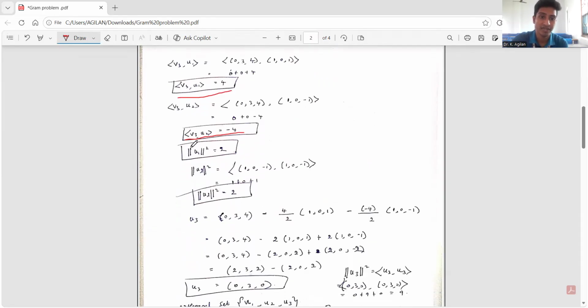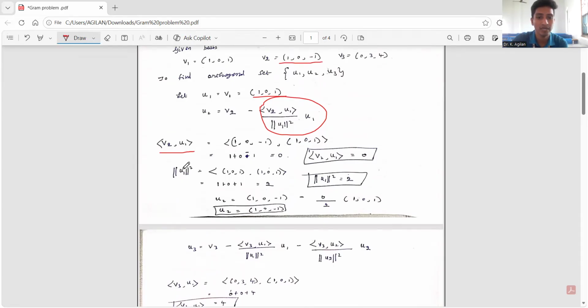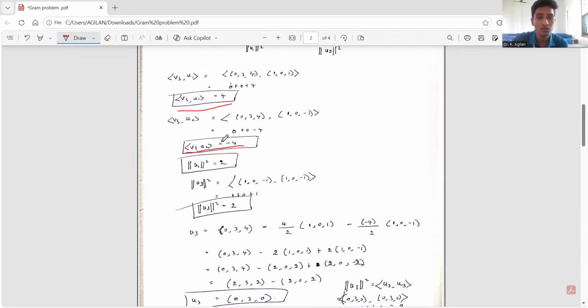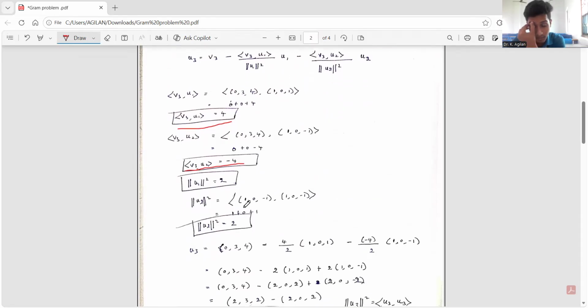And similarly, we can find norm of U1 square and norm of U2 square. Norm of U1 is already found, right? From the previous step, norm of U1 square is nothing but 2. Similarly, we need to find norm of U2 square. Here the U2 value is nothing but V2, right? So 1 comma 0 comma minus 1. Substitute 1 comma 0 comma minus 1 here and 1 comma 0 comma minus 1. After operating this inner product, we get norm of U2 square also 2.